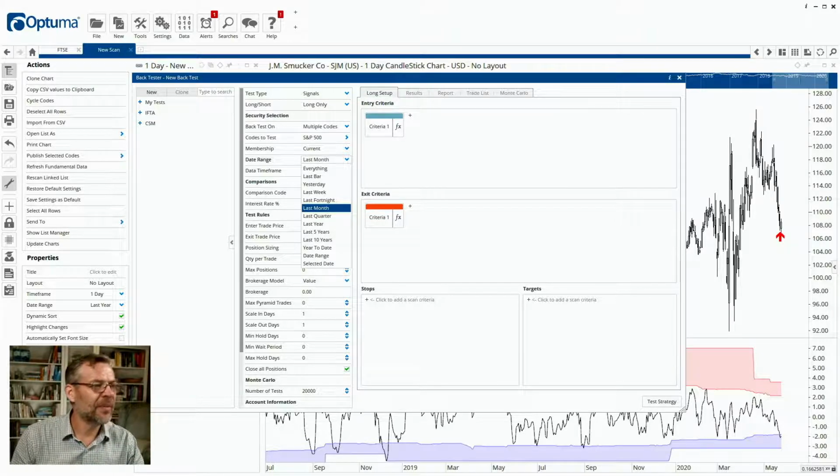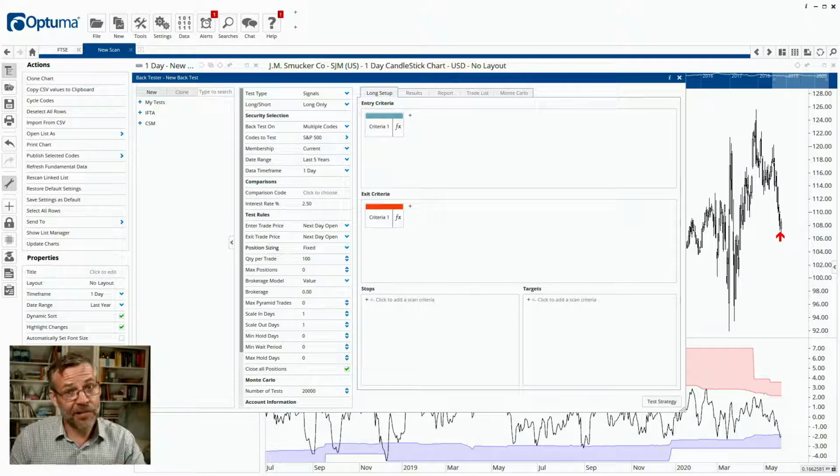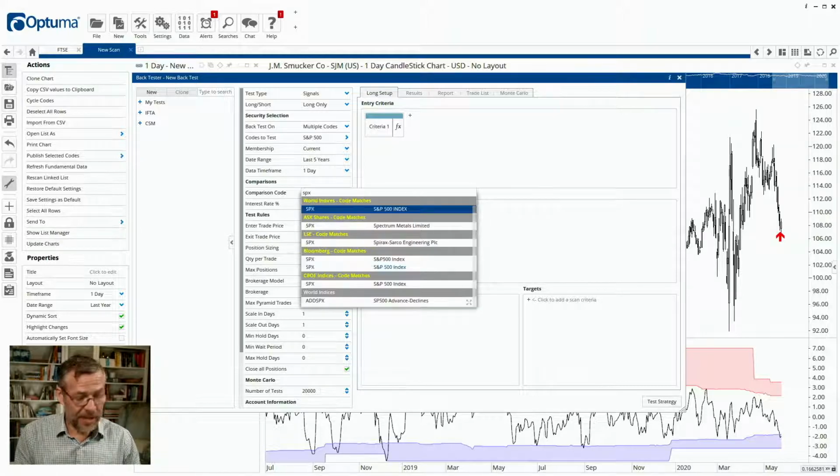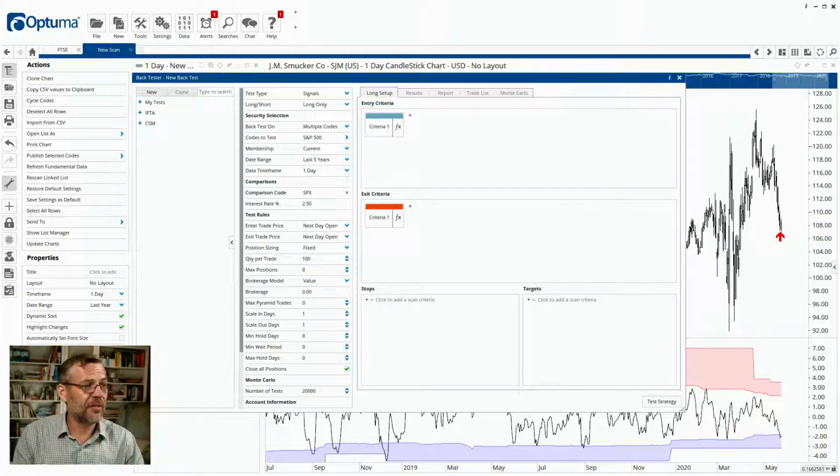But for now, I'm just going to say last 5 years. Terrible idea for doing comparison testing, but I'm just using it now as an example. Using daily data, comparison code, I want to compare my analysis against the S&P 500. Interest rates, that's for doing Sharpe ratio and things like that. We're sitting at 1%.